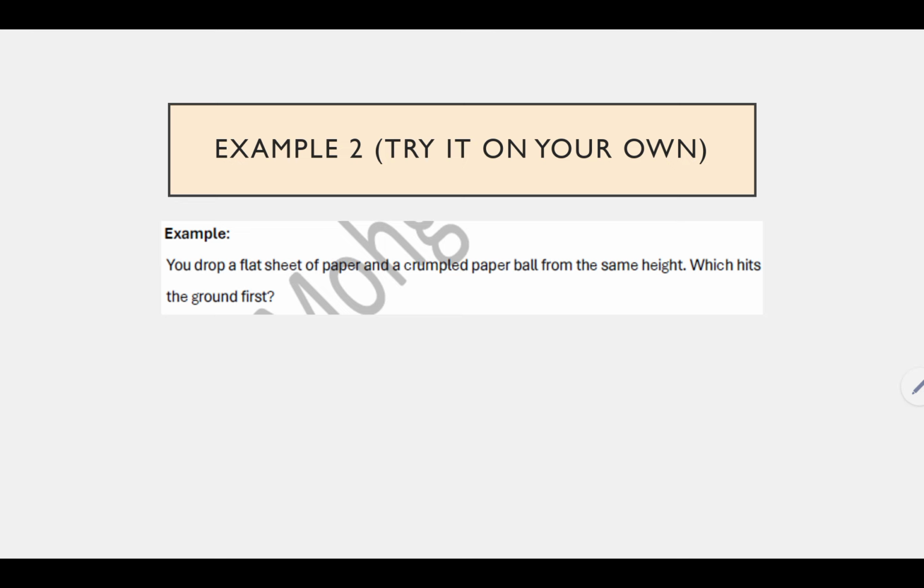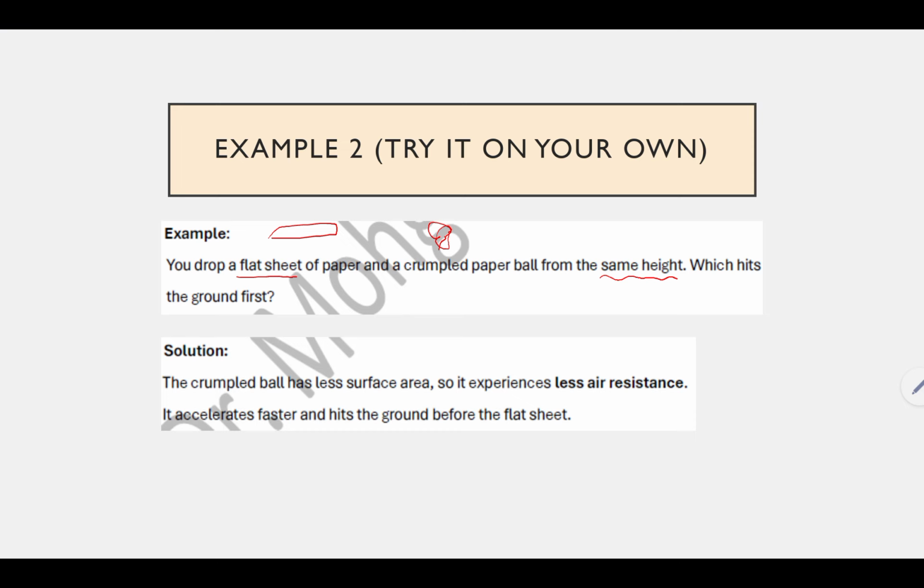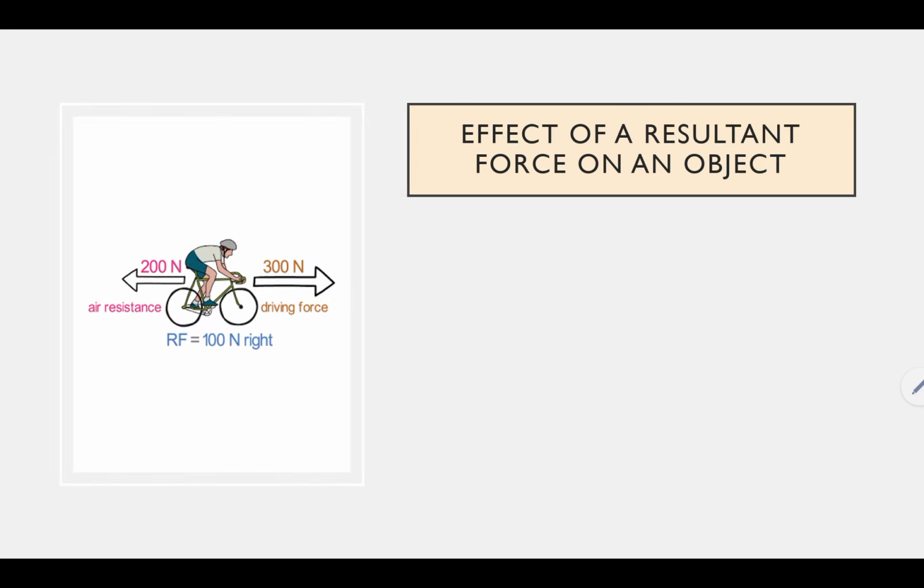We also have another example. You drop a flat sheet of paper and a crumpled paper. So we have a flat sheet, more surface area, crumpled sheet, from the same height. So I have no problem with the height here. Which hits the ground first? Here we're talking about surface area. The crumpled paper ball has less surface area, so less air resistance. So it accelerates faster and hits the ground before the flat sheet.